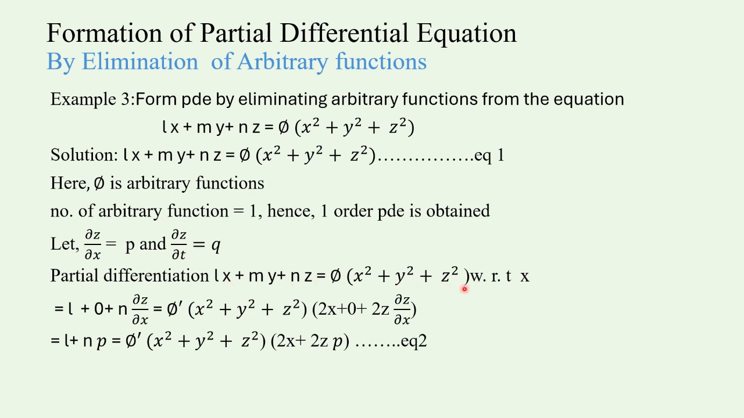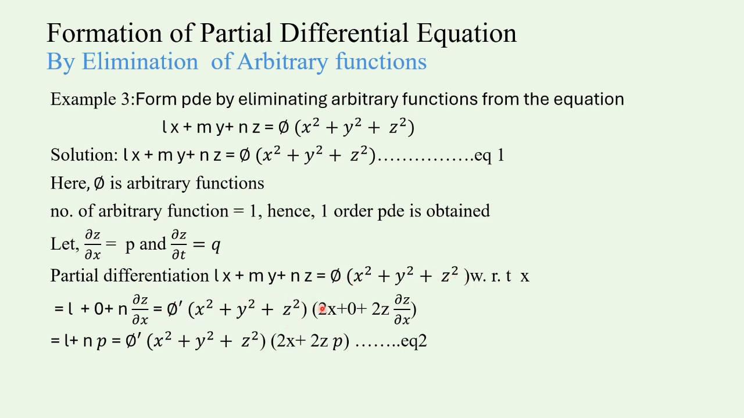Let p be this, q be this. Differentiation of this with respect to x. So Lx, the differentiation of Lx is L. Differentiation of y is 0, so this full term will become 0. Here n is n, and z becomes dou z by dou x. Now this function will become dash, and this we have to write as such.